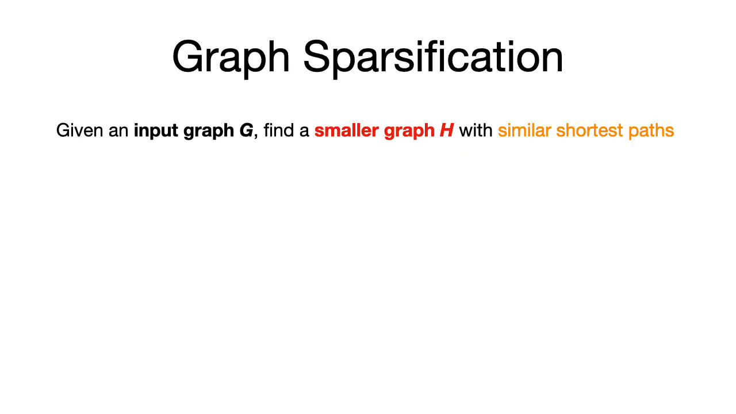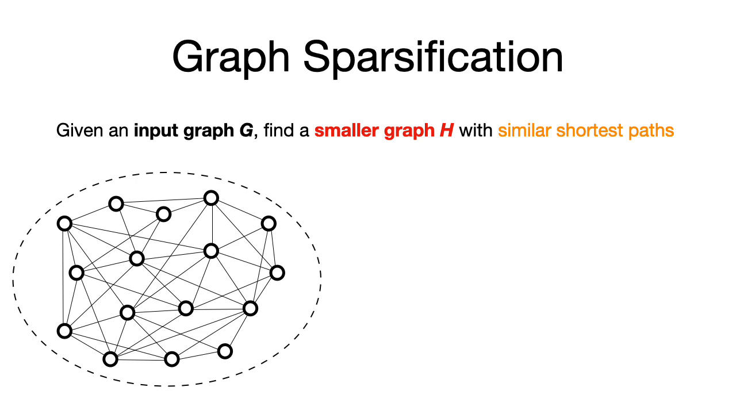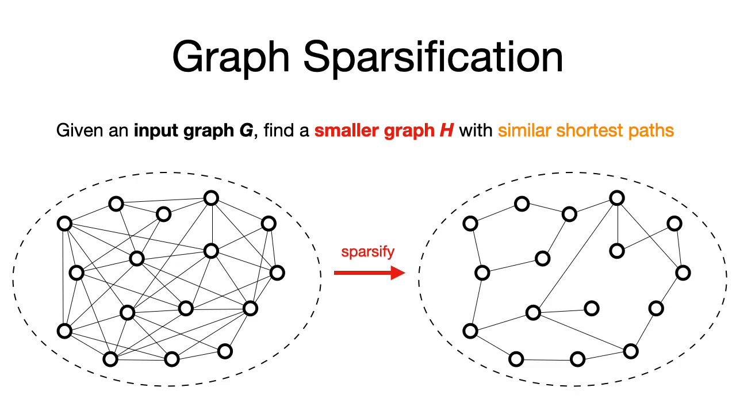Let's begin with a general notion of graph sparsification. Suppose we are given a graph and we want to find a smaller graph with similar shortest paths. For example, on the left-hand side, we have a somewhat dense graph, and we want to sparsify this graph in some way so that for any shortest path in the original graph, we can find a similar shortest path in the sparsified graph.